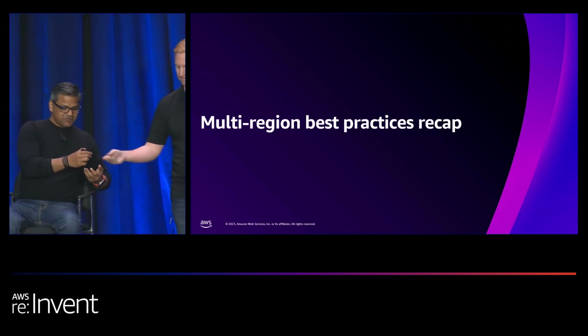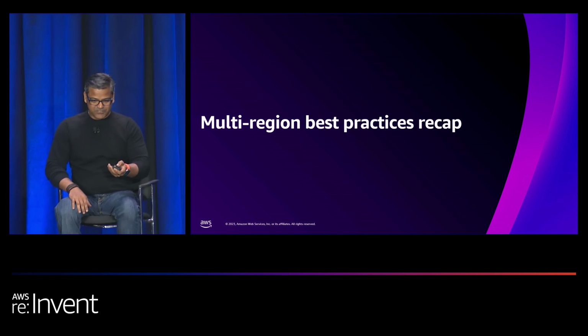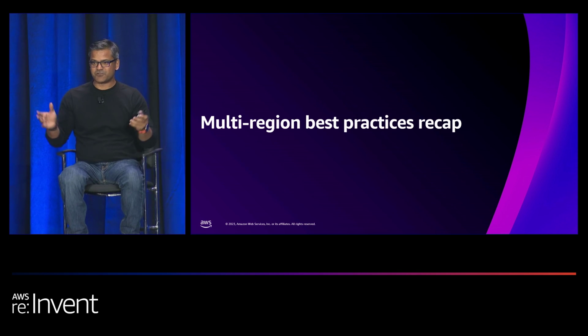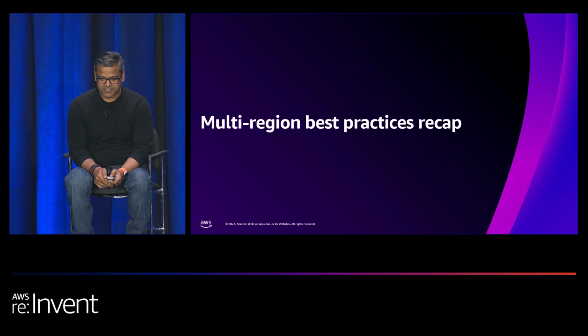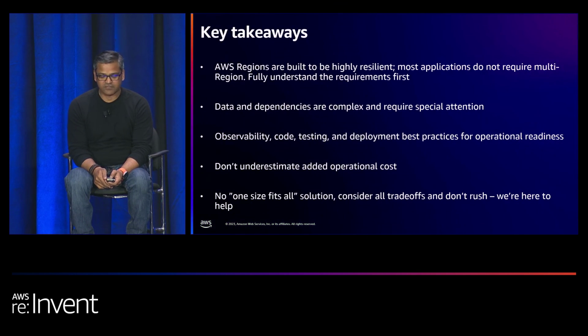Great. Thank you, Joe. All right, so based on these two stories, these two scenarios, let's have some concluding thoughts, the key takeaways we want you to take away from this presentation. The first point is that AWS regions, and Joe covered this in the beginning, are highly resilient, with all the infrastructure-level redundancy through availability zones that you get. So most applications do not necessarily require being multi-region.